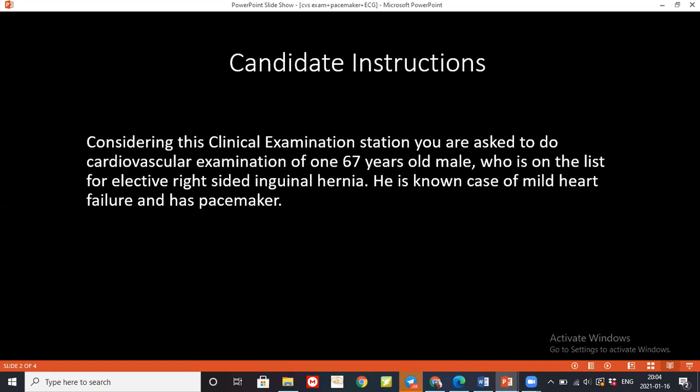So I'll wash my hands. Then I'll introduce myself: I'm Dr. Sunday, one of the surgical candidates. Then I will confirm the patient's name and age. Then I will tell the patient what I'm about to do and take permission. I'll be asked to examine your chest, your heart, and your hand. Is it okay with you?